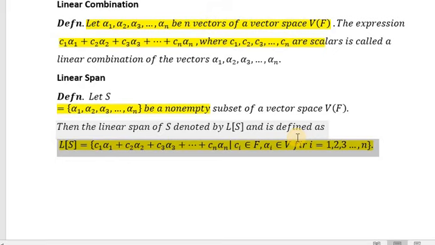So this is the linear span. Now based on these linear combinations and linear span, let us work out a few problems and prove theorems.